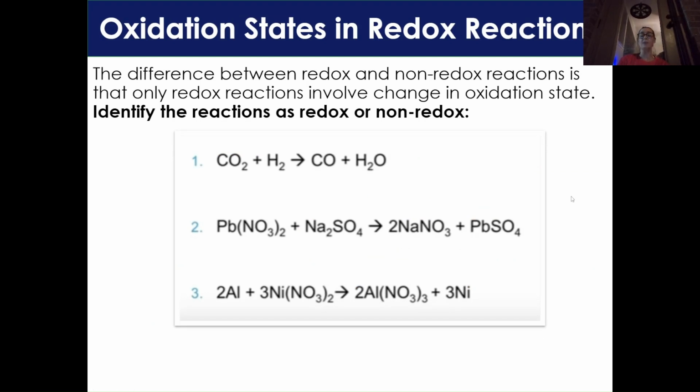If you have a reaction that does not result in a change of oxidation states, then it is not a redox reaction. And most of the time, this is going to be double displacement reactions because you literally just have ions in solution that are swapping places. So the oxidation state does not change in double displacement reactions.